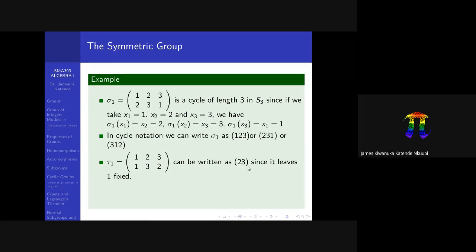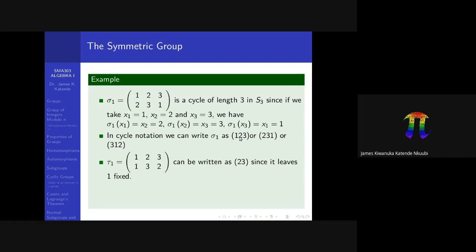But like I said, in the cycle, we prefer to start with the smallest number. So that's the convention we shall use. We just start with the smallest number in the cycle. You don't have to, but it's what we shall pick as our convention. So here we have a cycle of length 2 in S3. And here we have a cycle of length 3 in S3.